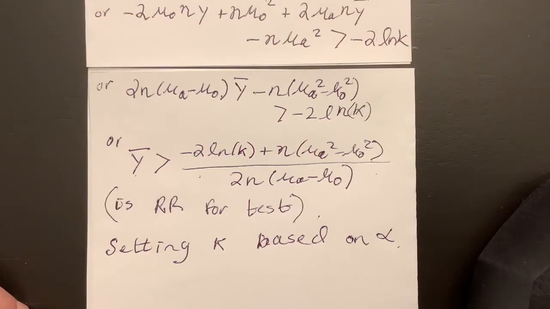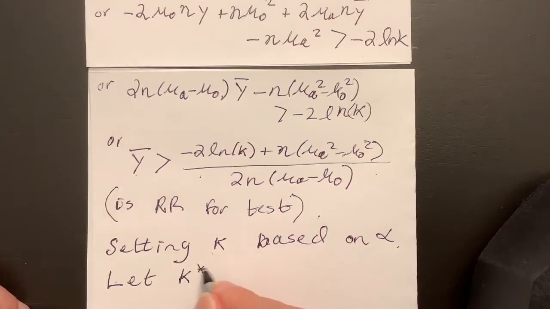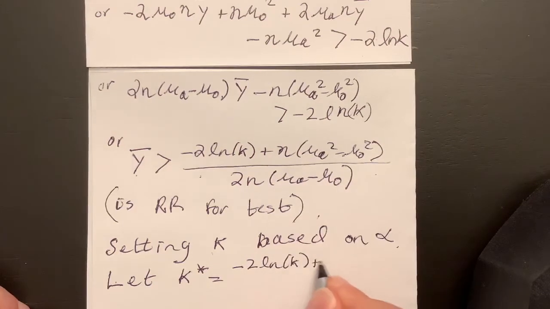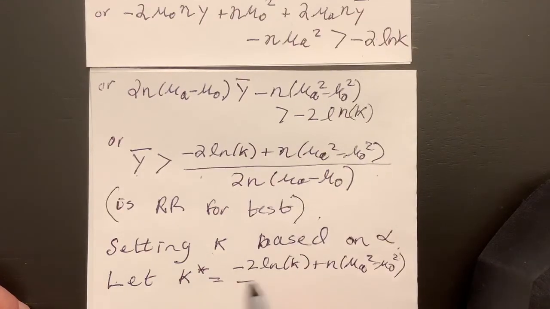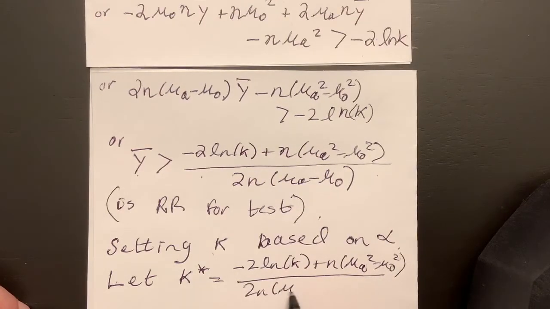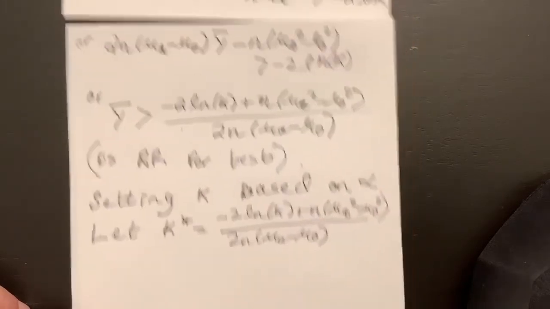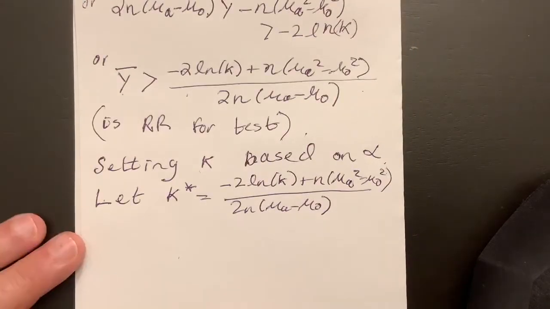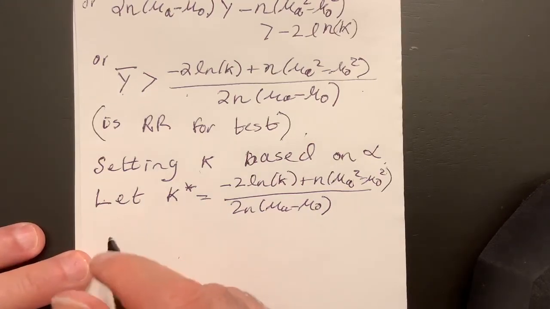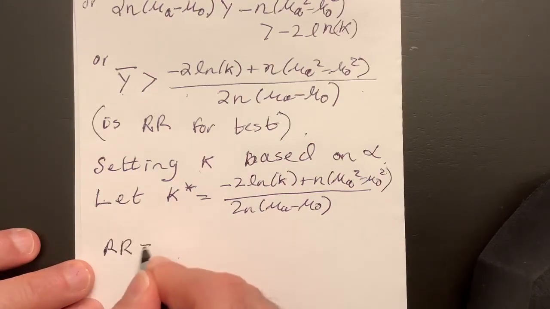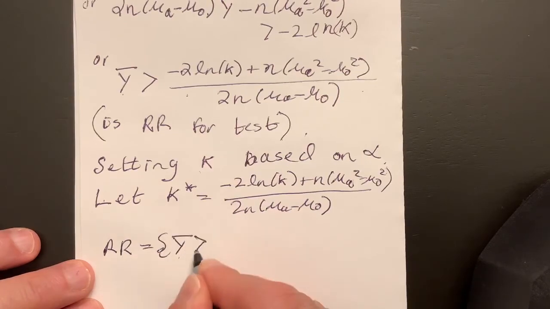Well, maybe it's not quite clear from that, but let's let that right side be equal to k star. So let's let k star equal that whole right-hand side: minus 2 ln k plus n times (mu a squared minus mu 0 squared), divided by 2n times (mu a minus mu 0). Okay? All right, so now RR is then equal to y bar greater than k star.